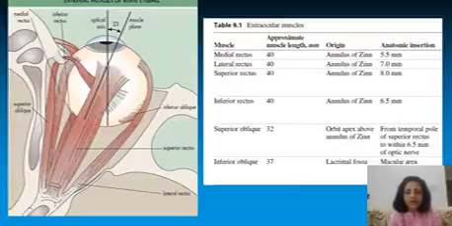The medial rectus muscle arises from the annulus of Zinn, all the 4 recti arising from the annulus of Zinn, and the length of these muscles is 40 millimeters. Their anatomical insertion is about, the medial rectus inserts 5.5 millimeters from the limbus, lateral is 7 millimeters from the limbus, then inferior is 6.5 and superior rectus is 8 millimeters from the limbus.